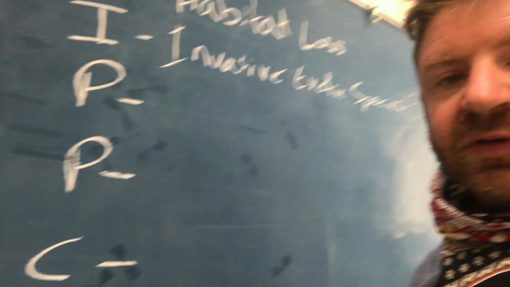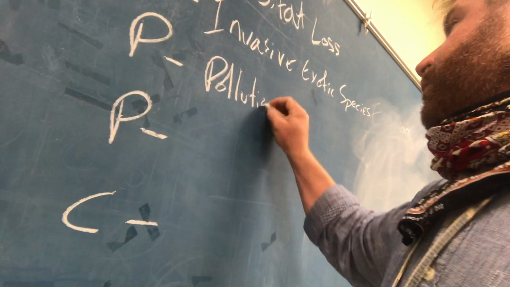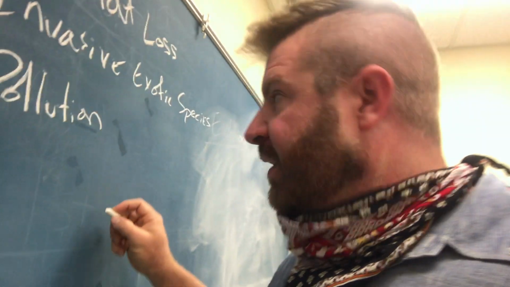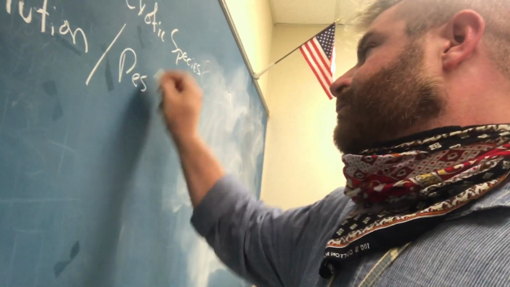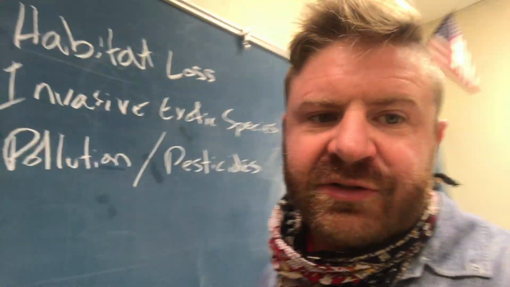All right, this next we've got two P's. Now, it doesn't matter which order you memorize these in, but they're both important. And the first one is going to be pollution/pesticides. All right, that's critically important.